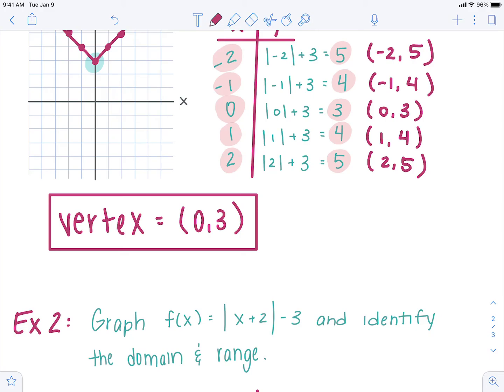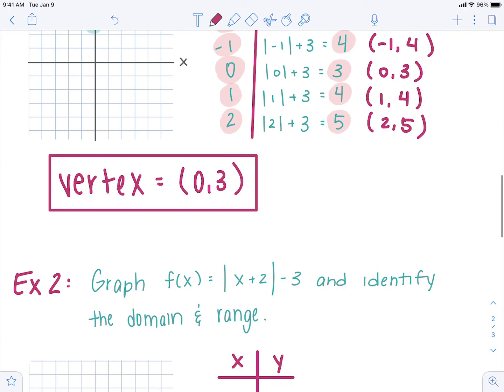All right, so we're going to graph absolute value of x plus 2 minus 3. Why is it always a 3? I don't know, I just seemed to be 3 happy when I made the notes, I guess. Well, I guess it was my favorite number that day.